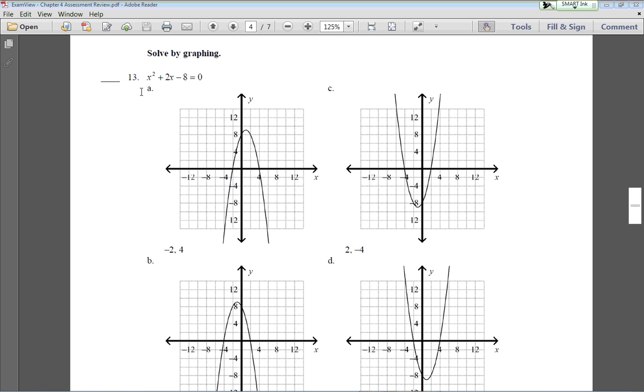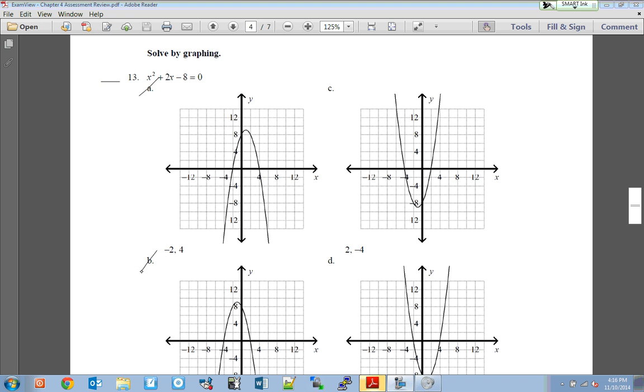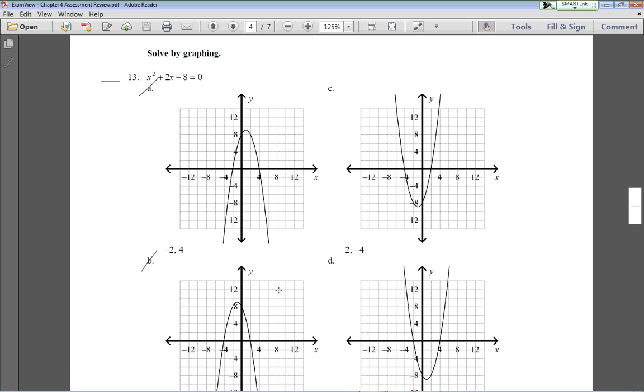So we can automatically rule out A and B, because for both of these the graph opens downward, so a would have to be negative to get one of these two graphs. Now, the next thing I would look at is the y-intercept. The y-intercept is -8. Does this one cross at -8? Yep, sure does. This one?